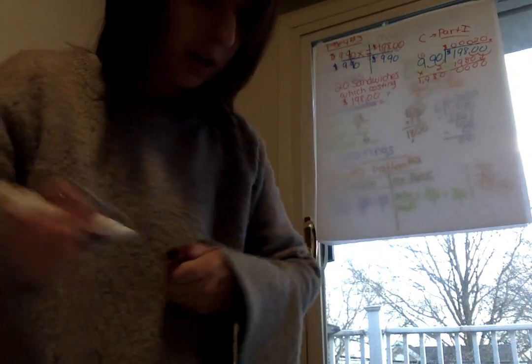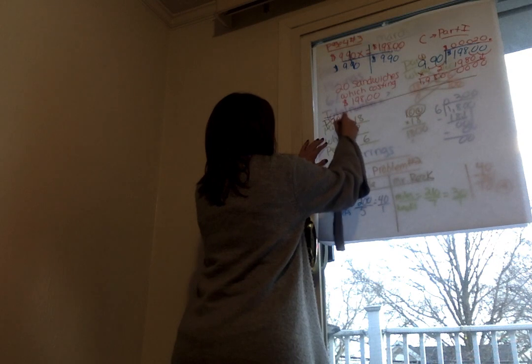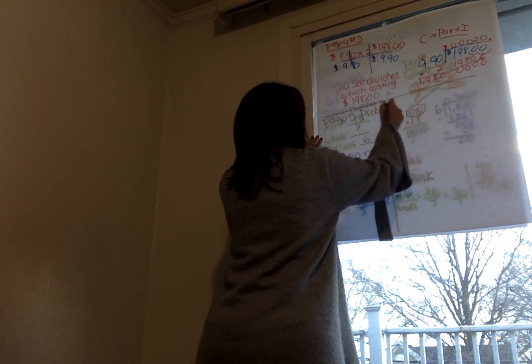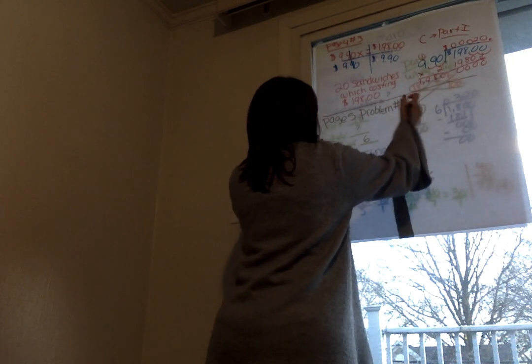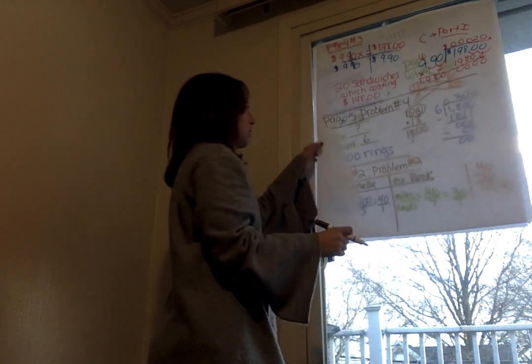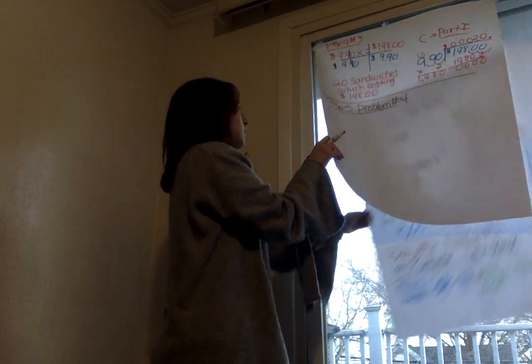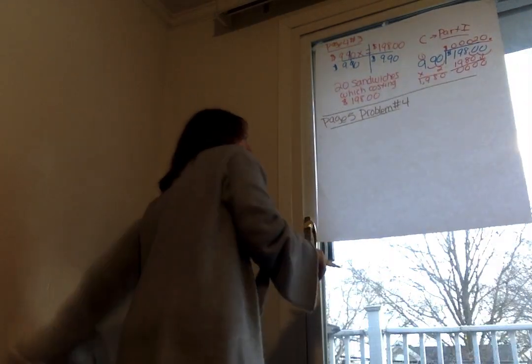All right, so let me write it for you. We're on page 5, number 4. So I'm going to make a line. Page 5, problem number 4. Okay? So let me just see what's underneath here. I'm going to take that down. Okay. So page 5, number 4.